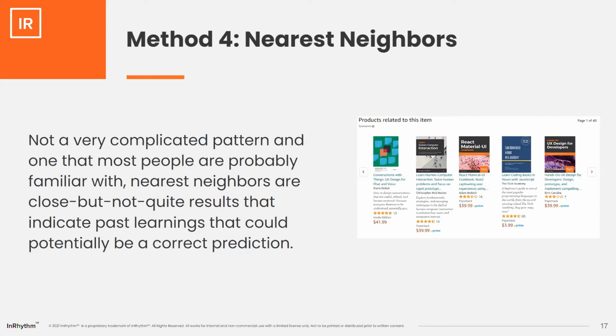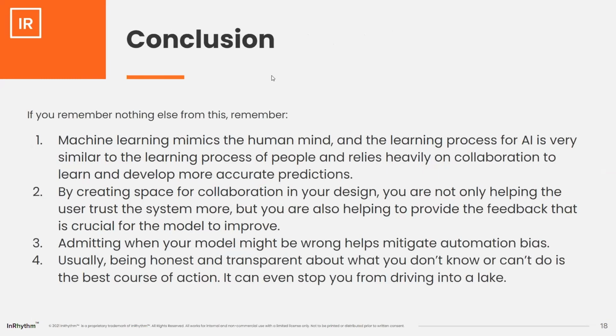These concepts are hugely important for really maximizing the success and enabling that AI to help the user. And again, this is by no means an exhaustive list of anything. These are just food for thought and things to think about. If you remember nothing else from this, remember that machine learning mimics the human mind. The learning process for AI is very similar to the learning process of people. So it relies heavily on collaboration to learn and develop more accurate predictions.